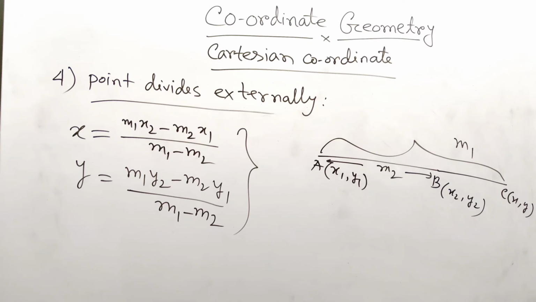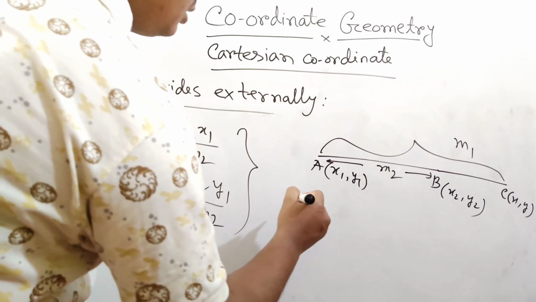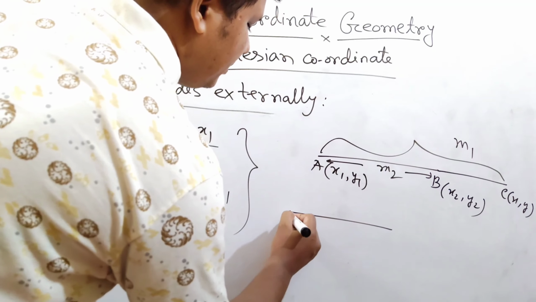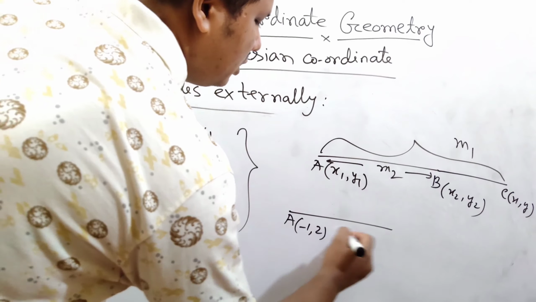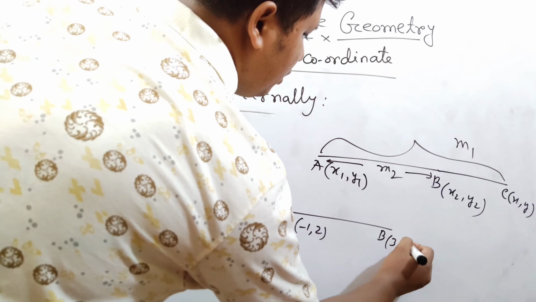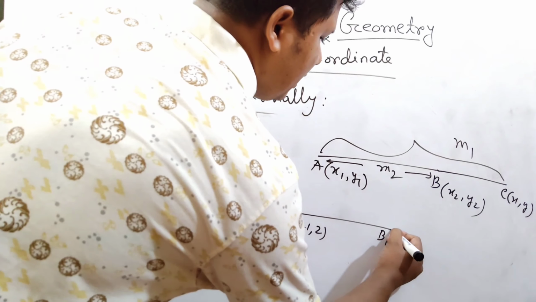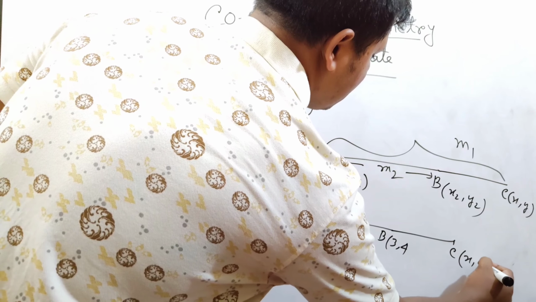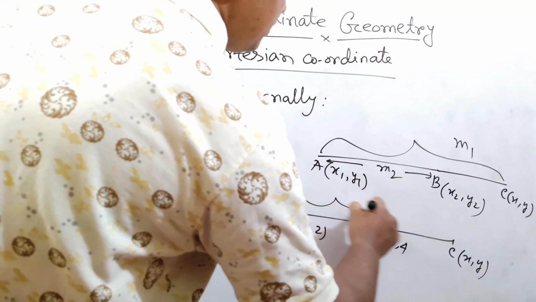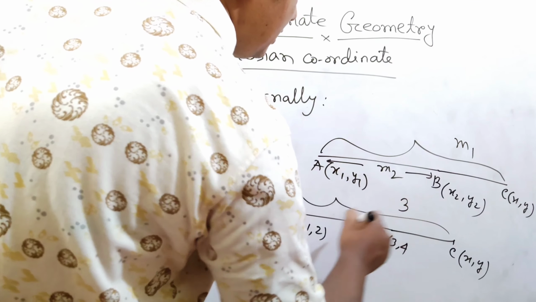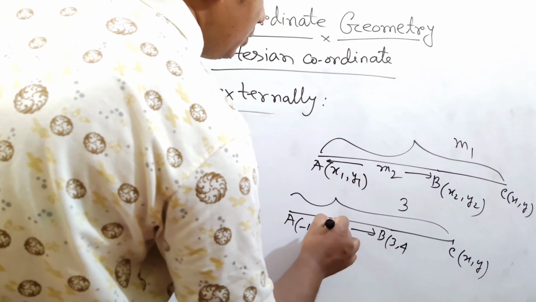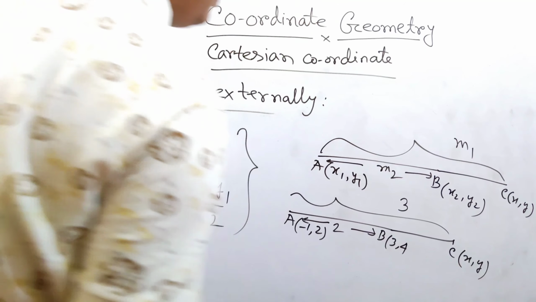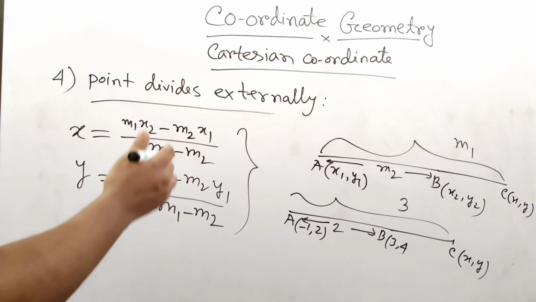Okay, I'll show another example for number 4. Suppose a line segment is AB, the point A is (1, 2), and this point B is (3, 4). If another point C at (x, y) divides externally, and this part is 3 and this part is 2, then what will be the point C? So we just use this formula.